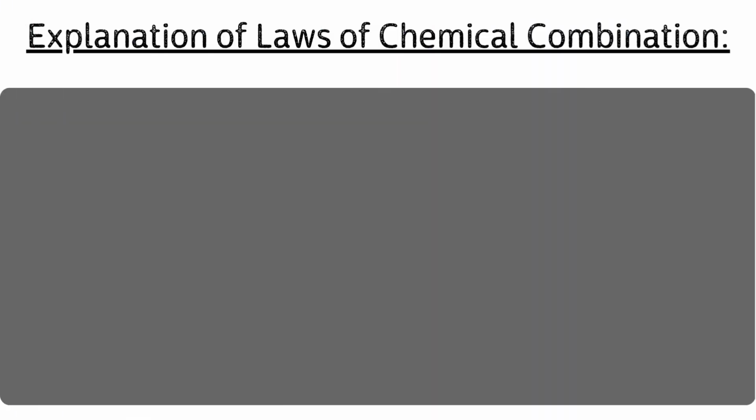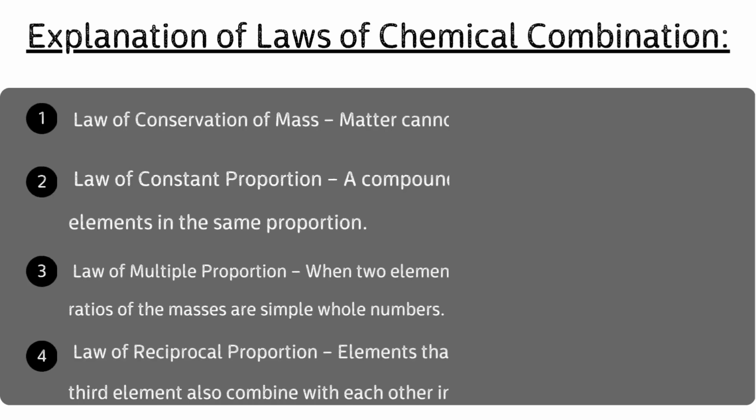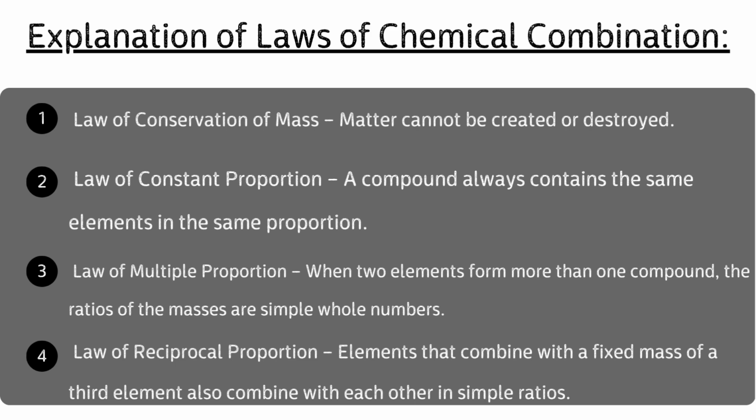Dalton's atomic theory also explains some important laws of chemical reactions, such as: first, law of conservation of mass, means matter cannot be created or destroyed. Second, law of constant proportion, means a compound always contains the same elements in the same proportion. Third, law of multiple proportion, means when two elements form more than one compound, the ratios of the masses are simple whole numbers. Fourth, law of reciprocal proportion, means elements that combine with a fixed mass of a third element also combine with each other in simple ratios.